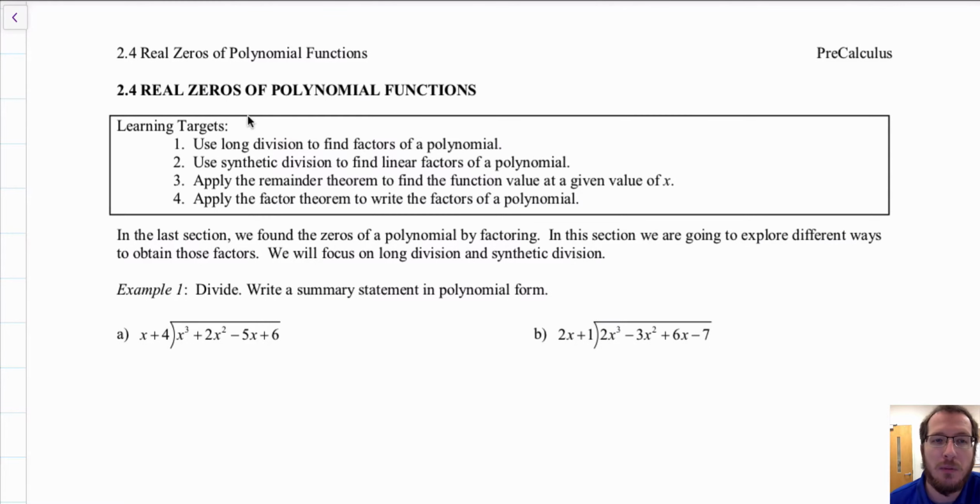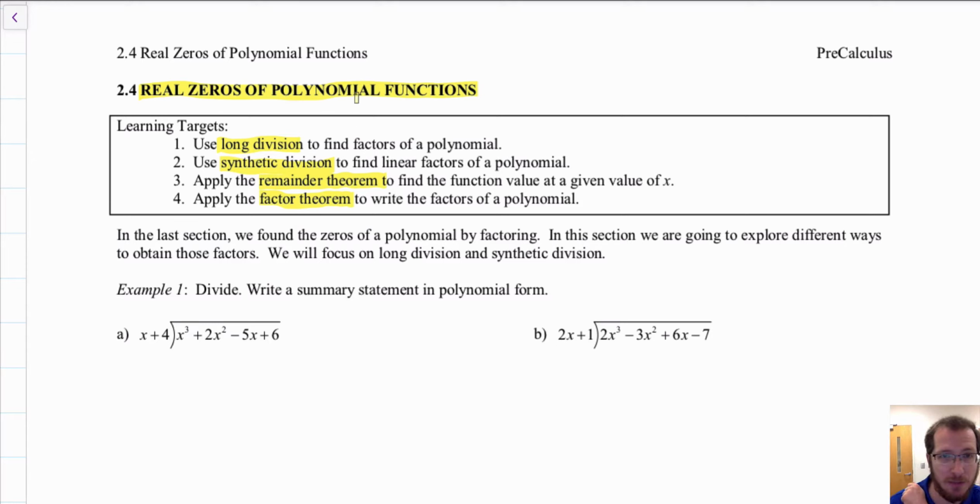Okay, in this lesson, we're going to be learning about real zeros of polynomial functions. We're going to review how to use long division and synthetic division to find the factors of a polynomial. We're going to be looking at three other theorems: the remainder theorem, the factor theorem, and the rational roots theorem.